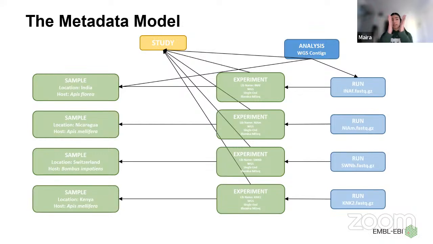So you have one study. You have 4 samples associated with that study. Each sample has its own experiment object. Each experiment object has its own run object, and only one of the runs and one of the samples are then linked to an analysis object, which are your WGS contigs.